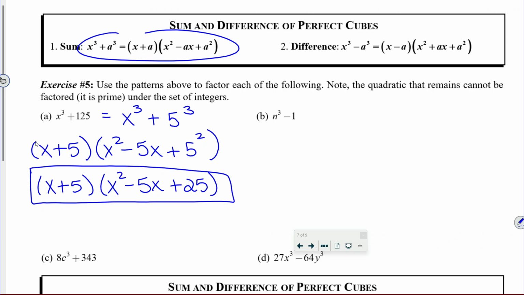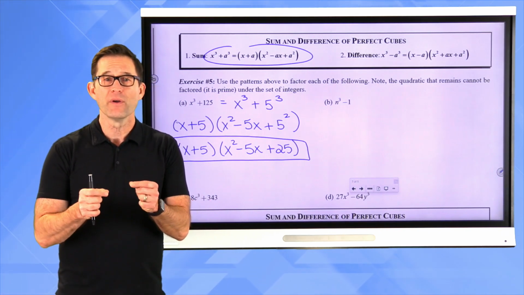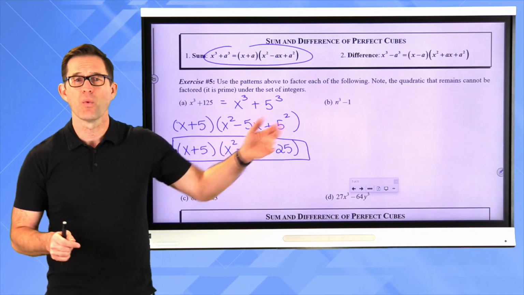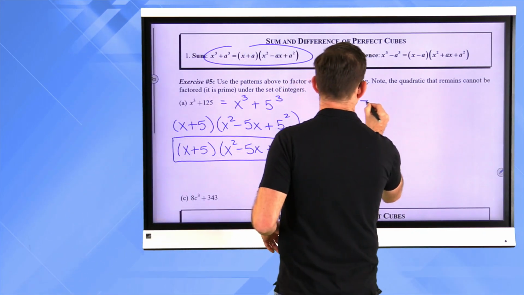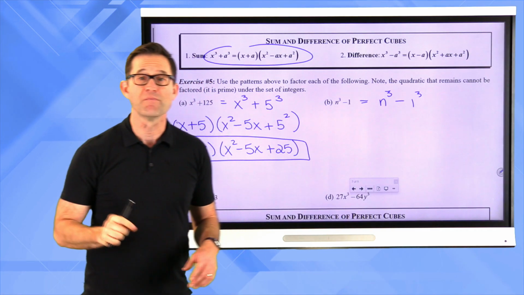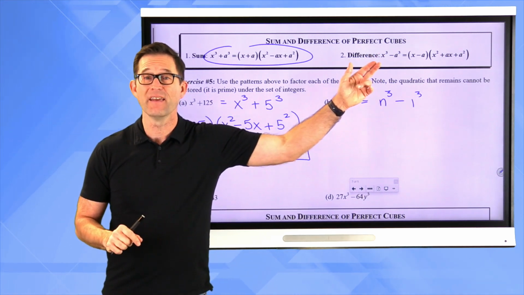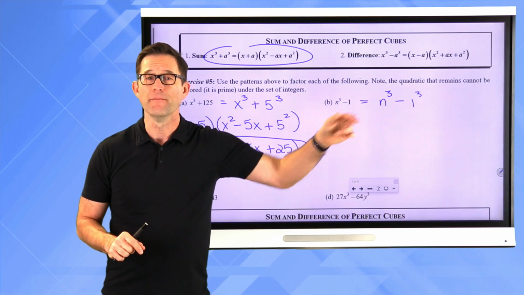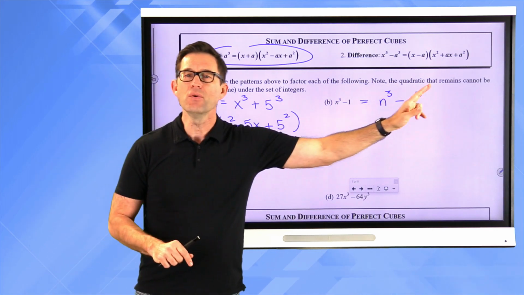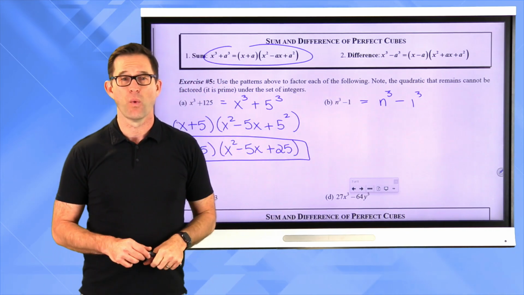Here we have n cubed minus 1. The fact that it is an n cubed automatically makes us think, oh, maybe we've got the difference of perfect cubes. And of course, 1 is a perfect cube. It can be thought of as n cubed minus 1 cubed. It might be the most basic of them all, right? So in this case, our x is n, and our a is equal to 1. Pause the video now and see if you can use this pattern to then factor n cubed minus 1 cubed.